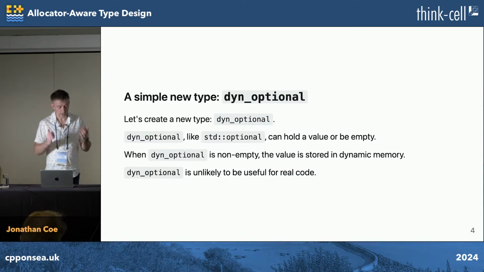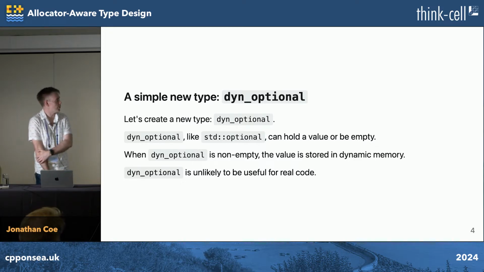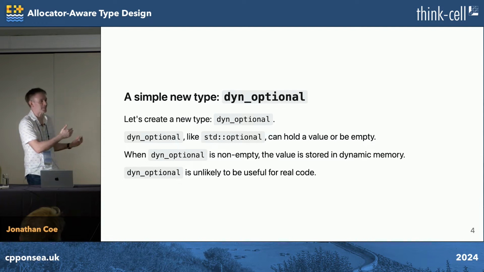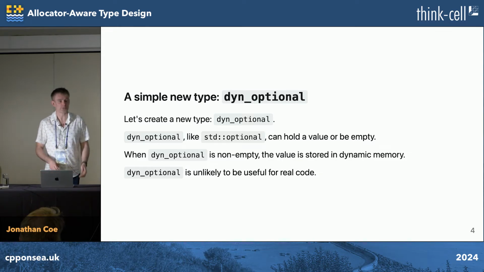So we're going to look at a much simpler type, that's dynamic optional. Dynamic optional is sort of a very lazy optional. Just like optional, it either has a value in it or it's empty. When it's non-empty, then the value inside it is stored in dynamic memory, hence the name dynamic optional. I can't think of any sensible reason why you'd actually want to use this in your code. It's great for my examples. If you have a motivating reason for using this class, come and talk to me afterwards and I can hopefully persuade you not to.